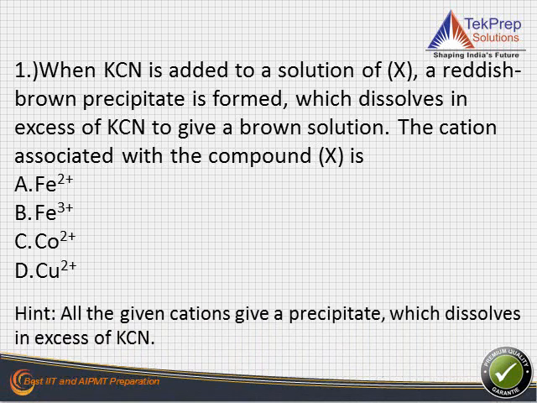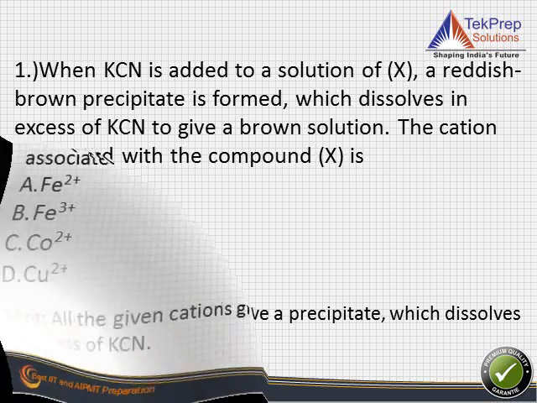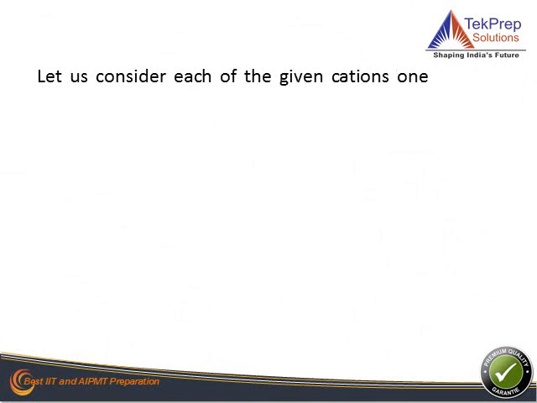I'll give you a hint. All the given cations will form a precipitate and a solution when excess of potassium cyanide is added. Now let's look at all the options. Let us consider the first one, which is iron 2.